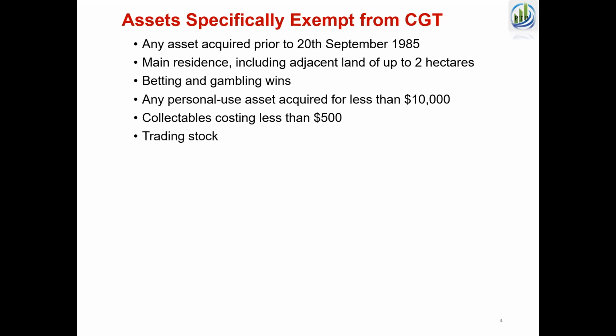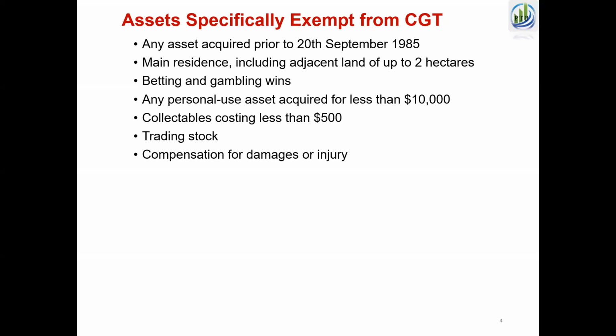Trading stock, we will talk about it down the track. It's the inventory item in your business. When the value of the inventory item goes up or down, for example through our stock valuation, it's not included in our capital gain calculation. It will be included in your business income. We will talk about the trading stock topic down the track. All right.